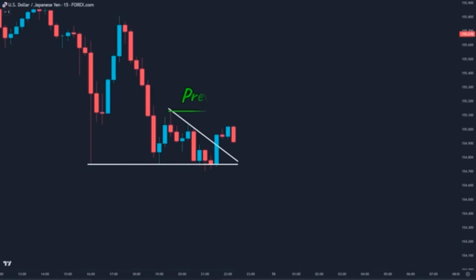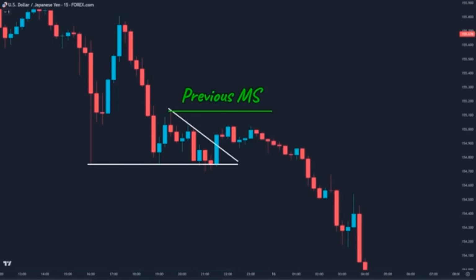Stop loss and target. Stop loss. Above the most recent lower high inside the triangle. Profit target. Measure the height of the triangle at its widest point and subtract it from the breakout level.